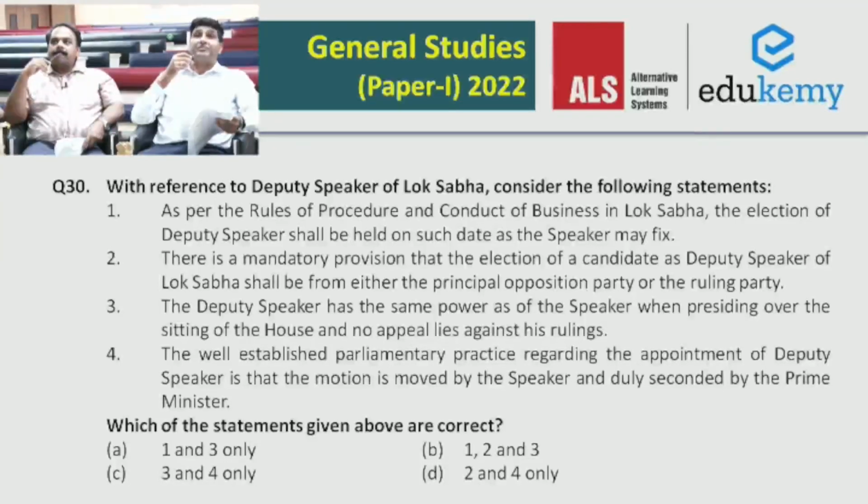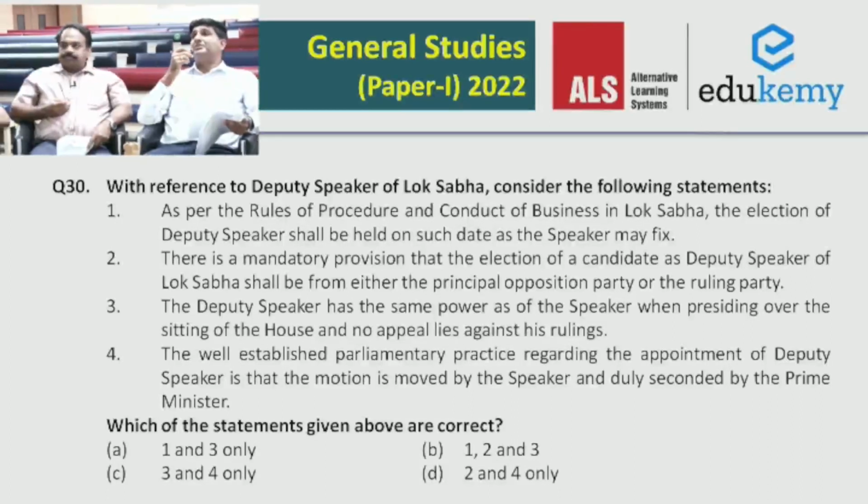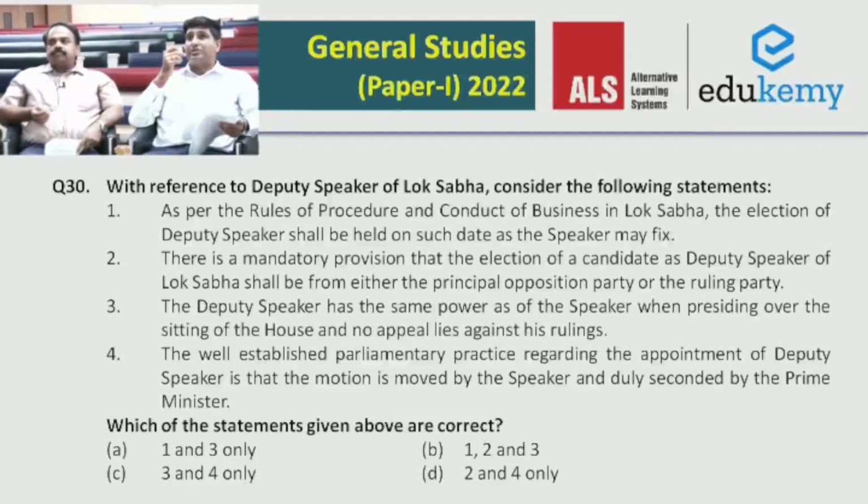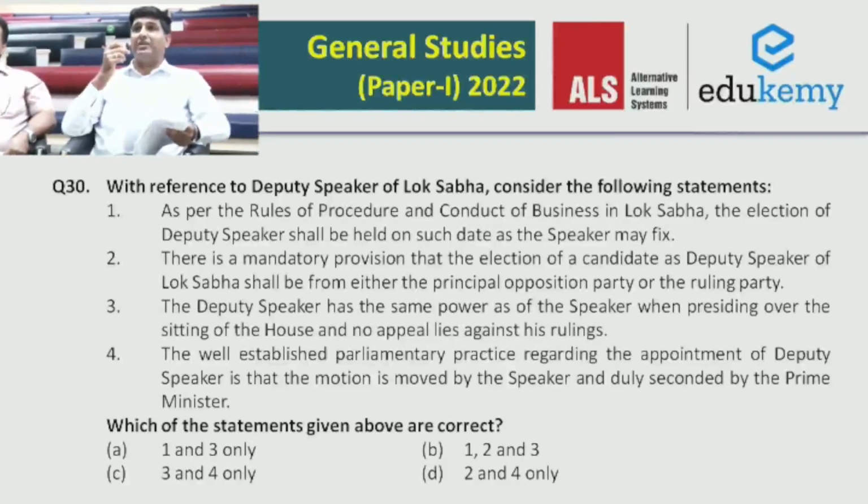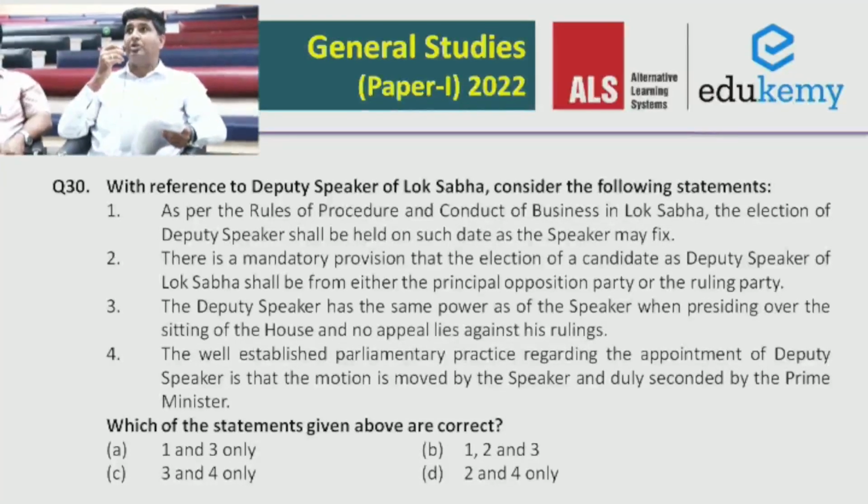So what is the first statement? As per rules of procedure and conduct of business in the Lok Sabha, the election of Deputy Speaker shall be held on such date as the Speaker may fix. This is absolutely correct. It is the Speaker of the Lok Sabha who has to fix the date for election of the Deputy Speaker. Then the second statement: there is a mandatory provision that the election of candidate as Deputy Speaker of Lok Sabha shall be from either the principal opposition party or the ruling party.